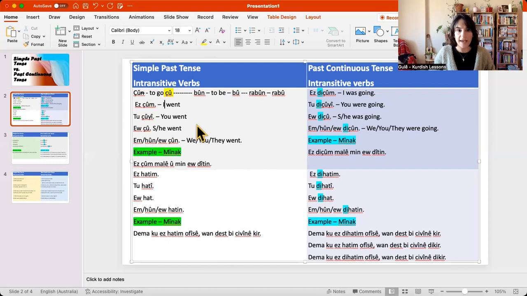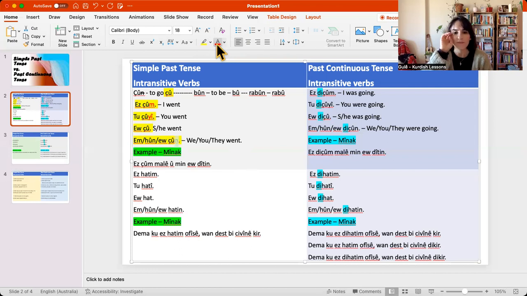So here, chum. To chuyi, you went. Au chu, he, she went. So for simple past tense, and for past continuous, the third person doesn't take anything. Only the stem, chu. Am, hun, au, chun. And for plural, it is chun, you put n at the end. So chum, chuyi, and nothing for third person, and chun for plural. Okay?